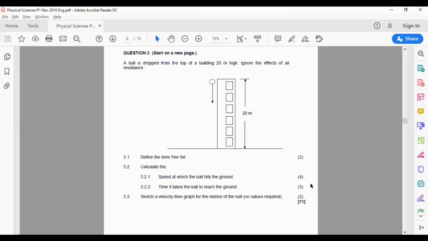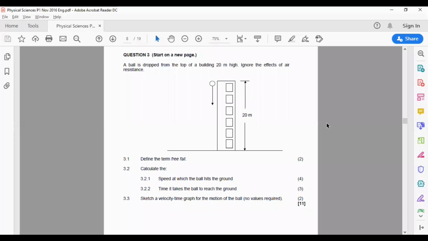All right, I hope everybody can see this. Question 3. A ball is dropped from the top of a building 20 meters high. Ignore the effects of air resistance. Okay, 11 marks. Let's go.